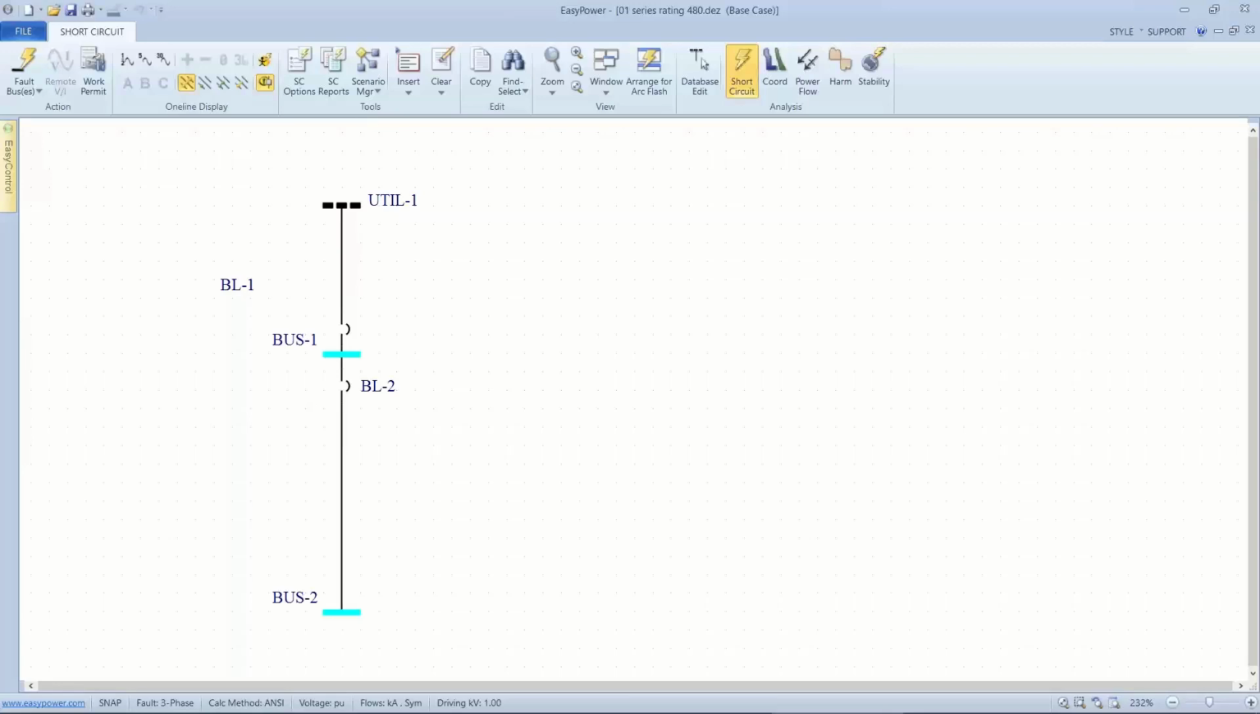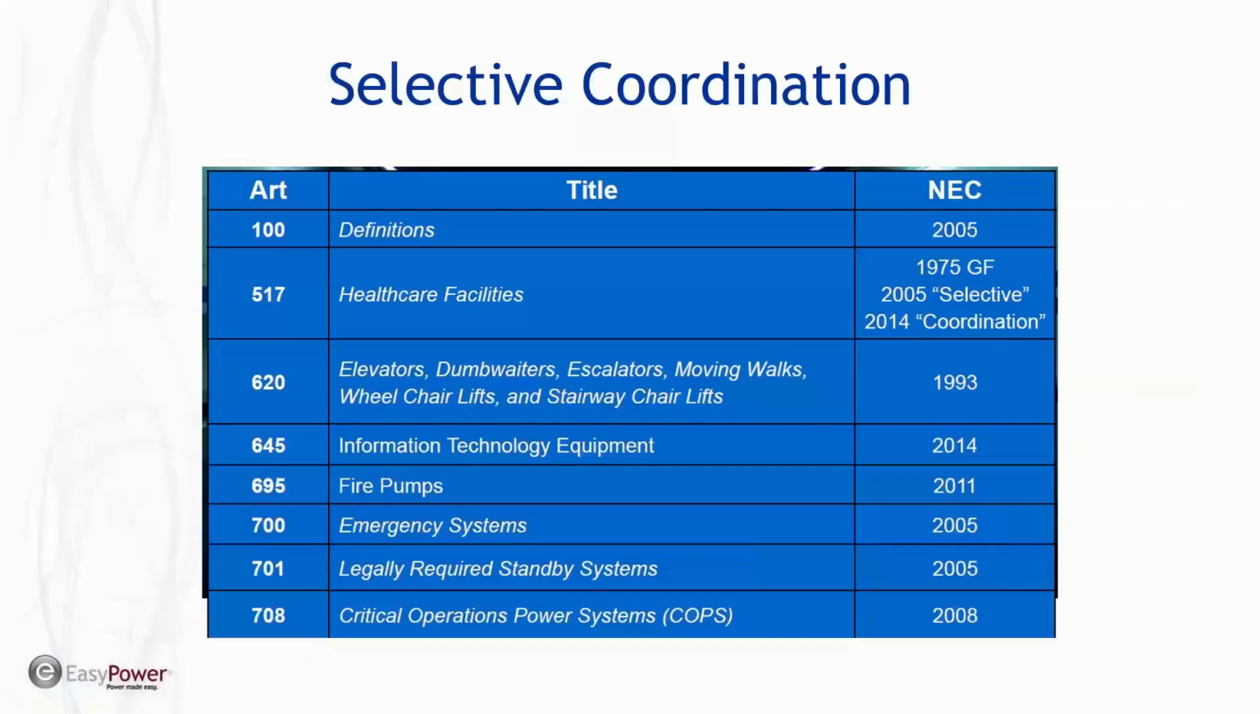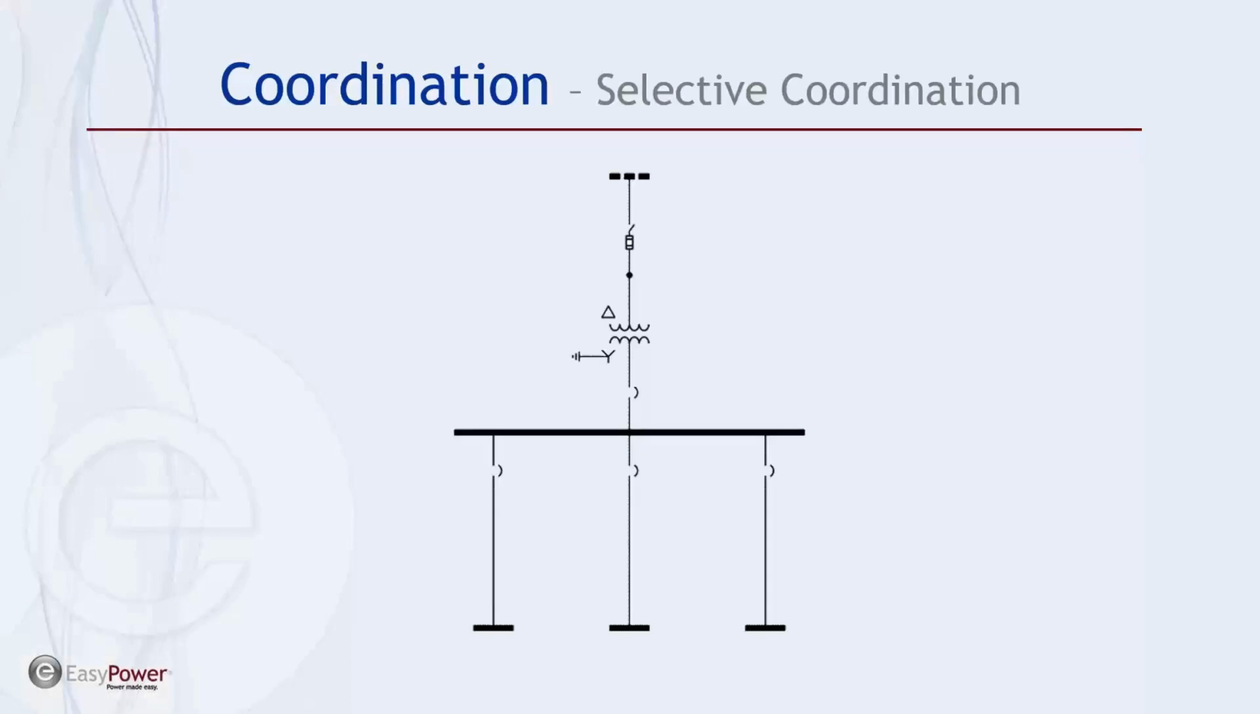And that is, if I go back to my presentation, the selective coordination applies to a number of different articles in the National Electrical Code, and it has some commonality between them, and we're not going to get into each of these. We're going to basically cover the overall requirements. Coordination per se is the ability to selectively isolate a fault. For instance, we have a fault on a remote load. That fault current is going to be felt by several different devices in the system.